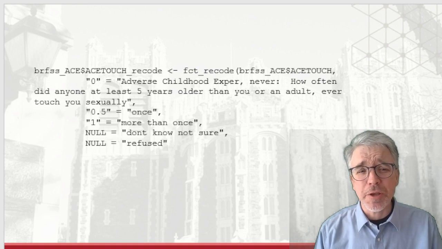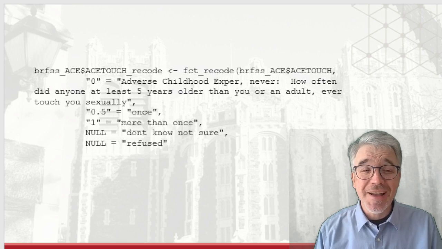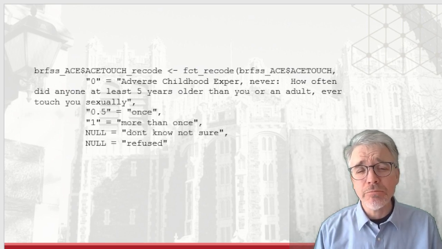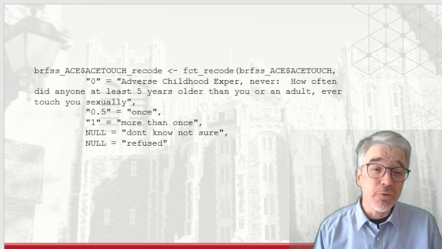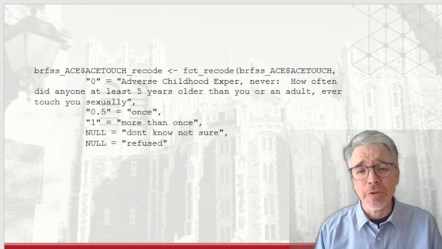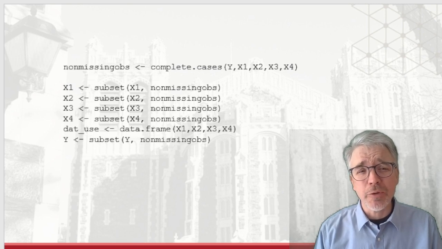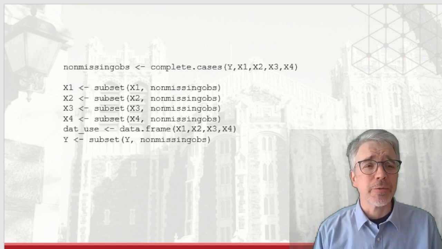So to get back to the recode of ACE touch and ACE hurt, I've squished them to the 0-1 interval with a giant assumption that an answer of more than once gets a number 1, an answer of once is a half, never is 0. Is that a good assumption? No. But is it a usable assumption? We'll see. Again, you can try something else. Put these into a data frame, pick only the complete cases because this particular algorithm will choke if it has missing values. This shows you for x1 to x4, you can see a pattern to add x5 or 6 or whatever.